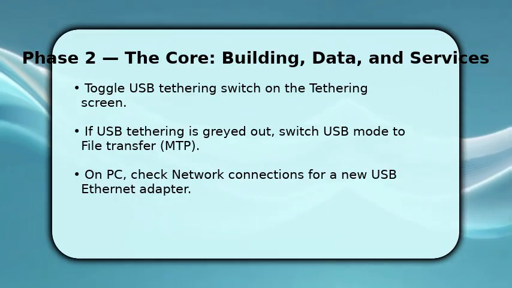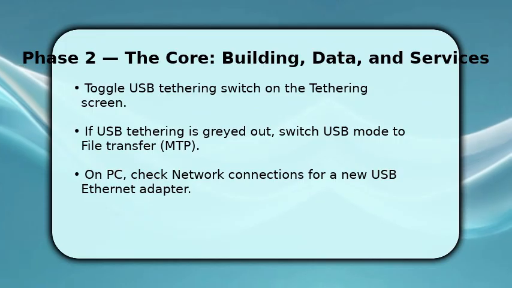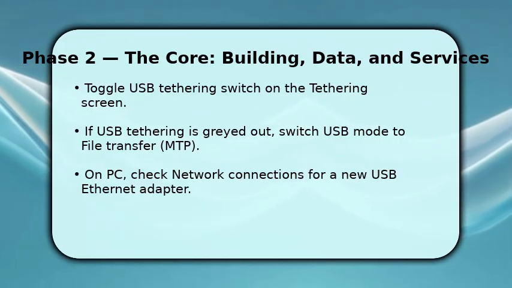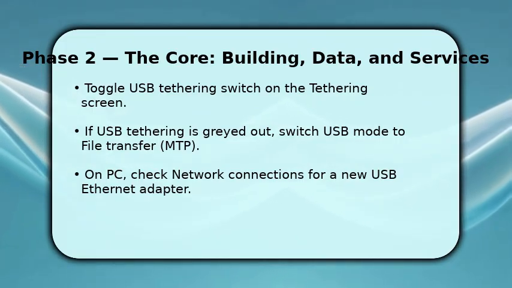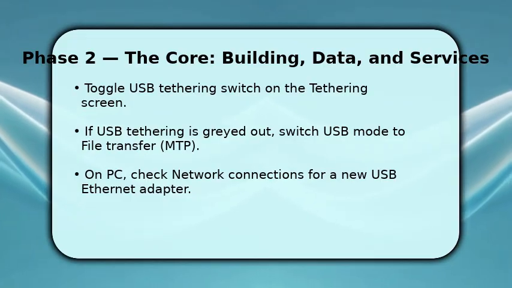On your computer, open Network Settings and look for a new USB Ethernet or Remote NDIS adapter. Windows usually auto-installs a driver. Once the adapter appears, the PC should begin routing internet through the phone's mobile data connection.